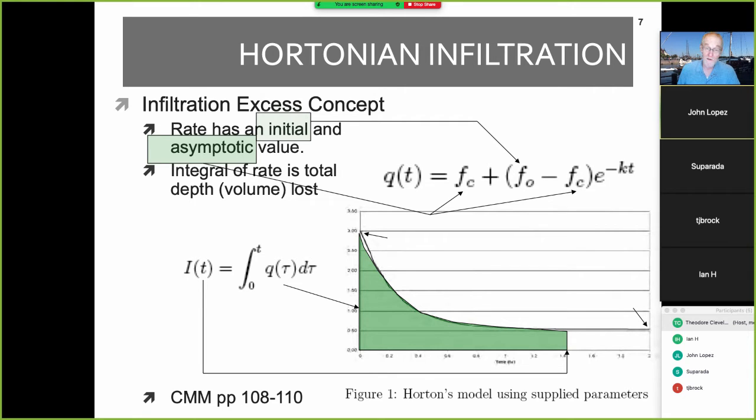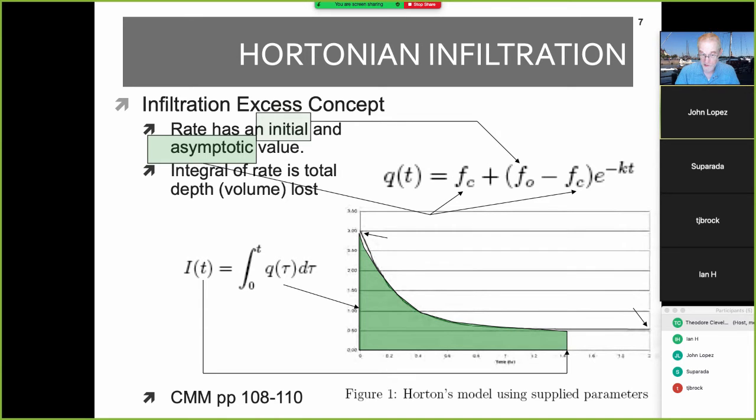So this would be a useful model if F sub 0 were somehow predictable from soil properties. F sub C is predictable in the sense that it arguably would be the saturated hydraulic conductivity of an area, or at least an average value of that. So F sub C, I stipulate one could make reasonable estimates of that, but the initial rate is somewhat harder to come about.